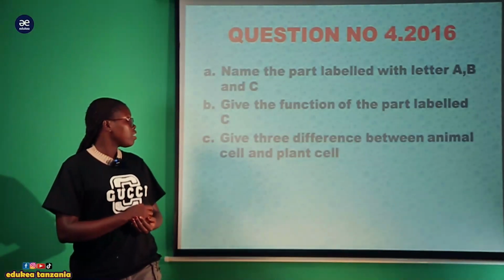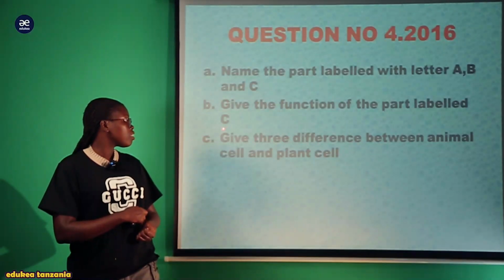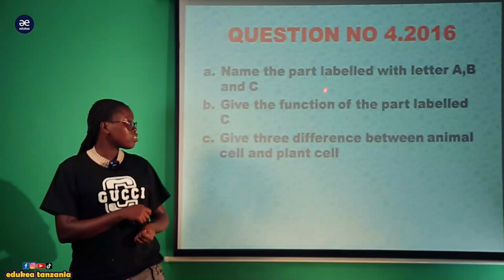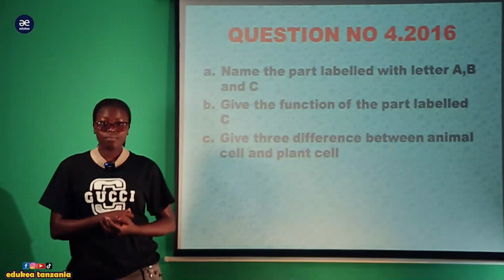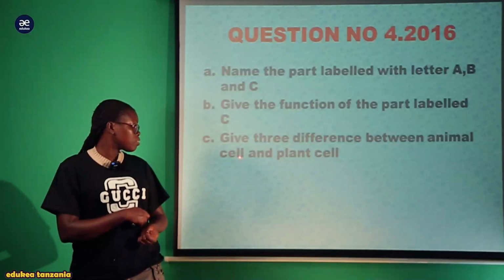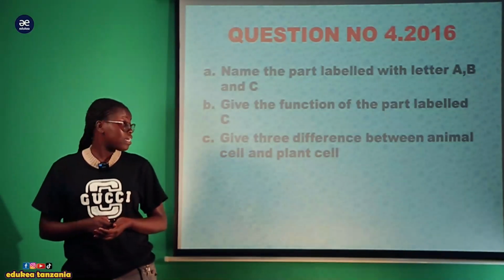Question Roman A: name the parts labeled with the letters A, B, and C. The second one, Roman B: give the function of the part labeled C. And Roman C: give two differences between the animal cell and the plant cell.